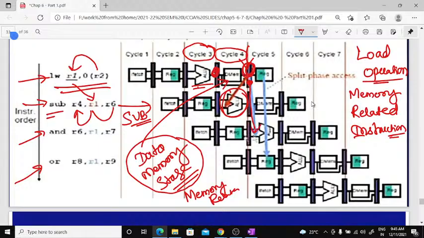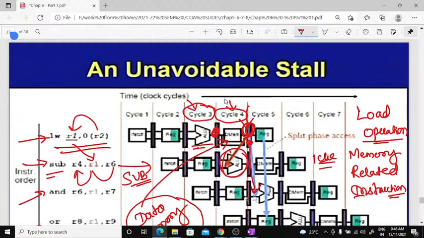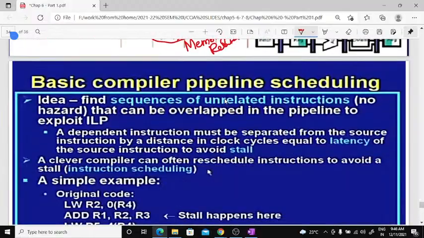So there will be a 1 clock delay. Earlier it was 2, now we have reduced it to 1 delay. We cannot avoid such stalls because in our architecture, arithmetic instruction execution is handled in clock cycle 3 and memory related in clock cycle 4. So that's why it is an unavoidable stall.